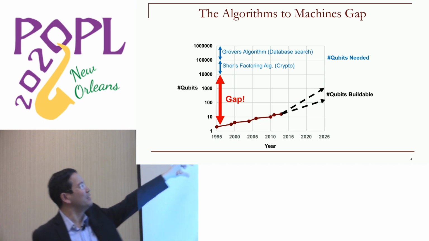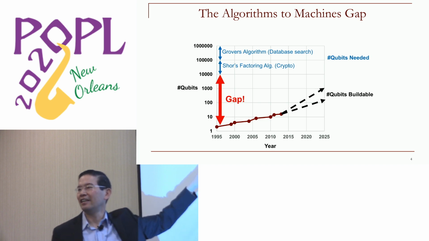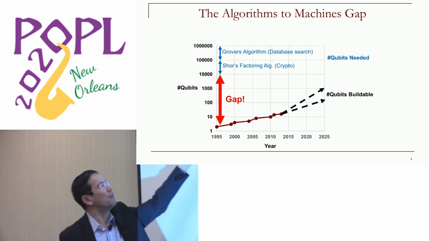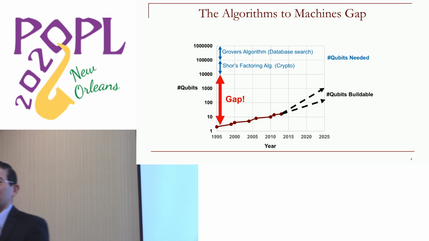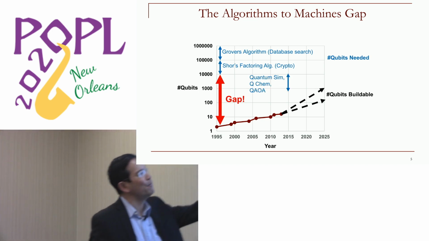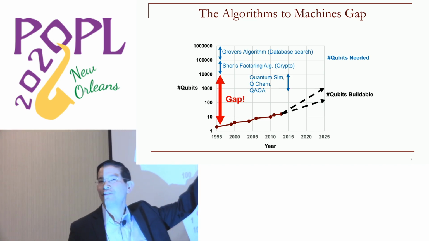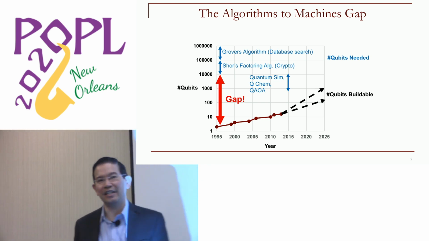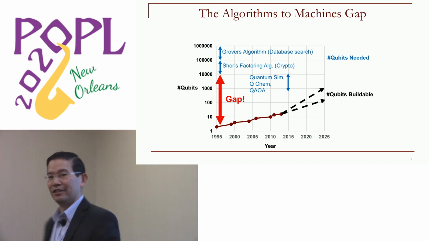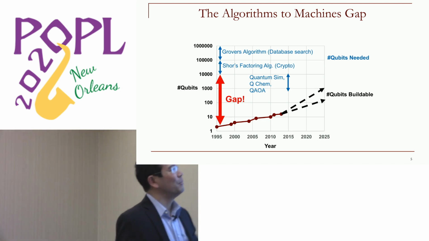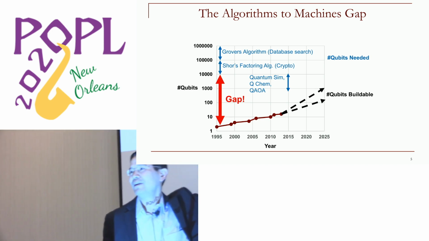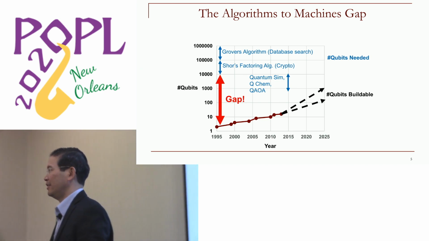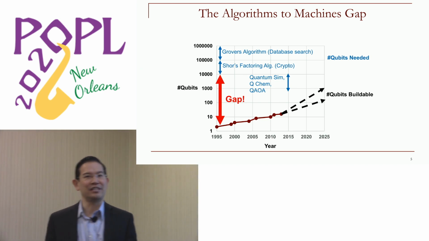And that gap is really large, okay? And that's for our famous algorithms, factoring and Grover search. It's not so bad for things that we're focusing on right now. I think Bettina mentioned problems in quantum chemistry, applications that are going to be exciting in the hopefully near future. But still, you can see that there's a pretty big gap, orders of magnitude still, between what we'd like to do and the machines that we have.